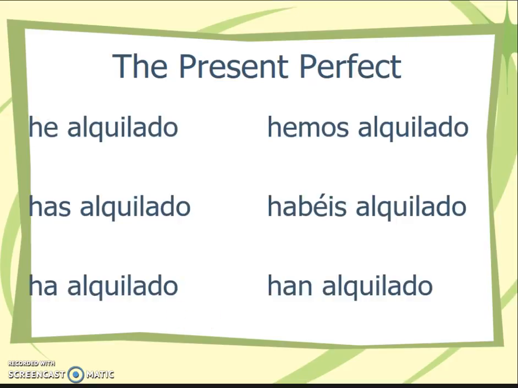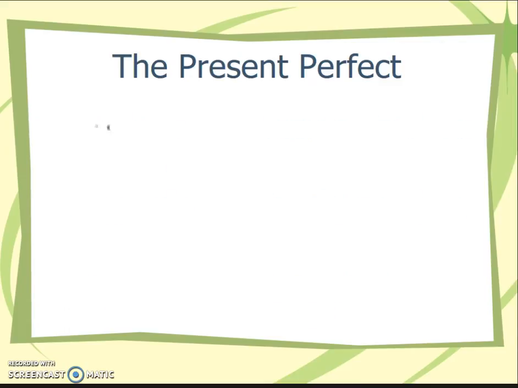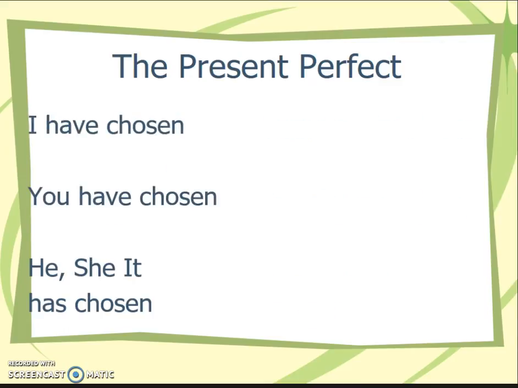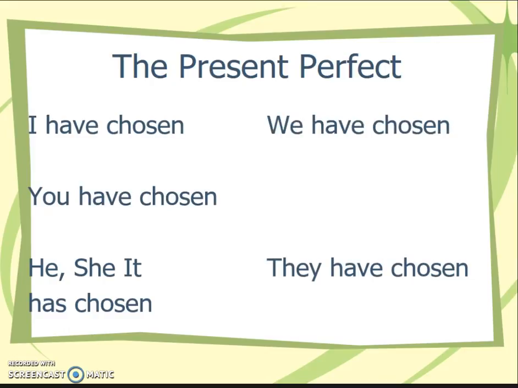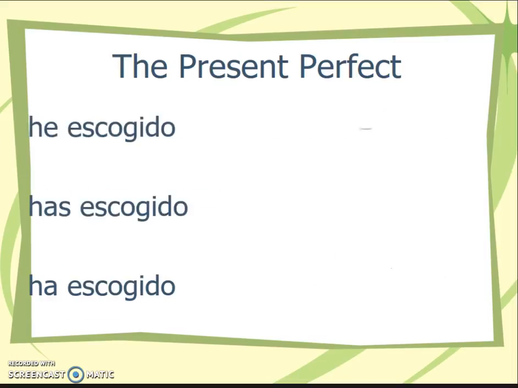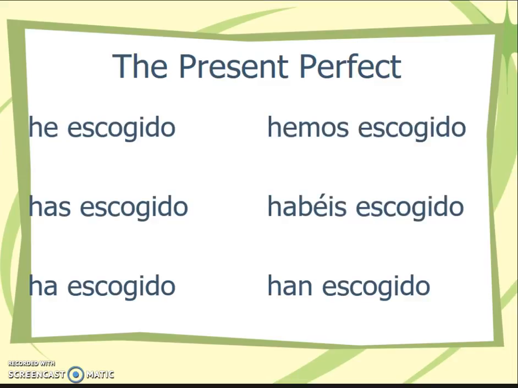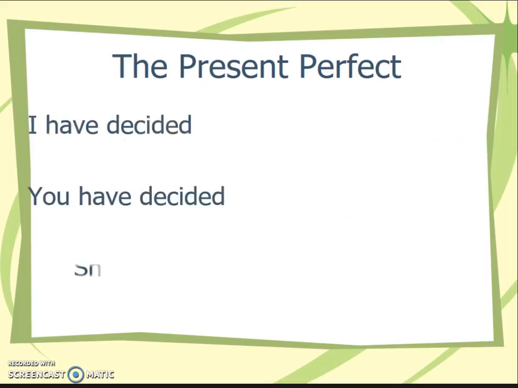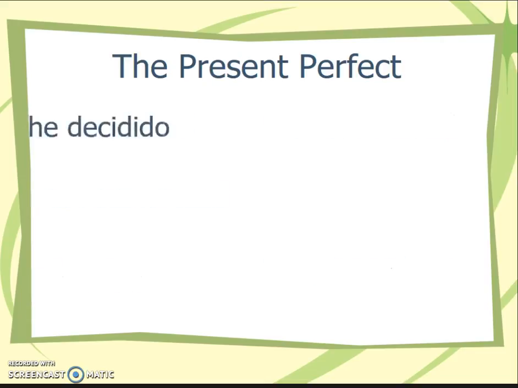There's nothing weird going on. Here is the verb haber in its present tense: he, has, ha, hemos, and han. So what does the Spanish version of this look like? To choose is escoger. So he escogido, has escogido, ha escogido, hemos escogido, and han escogido. I have decided, he decidido. I think you get the gist there, right?